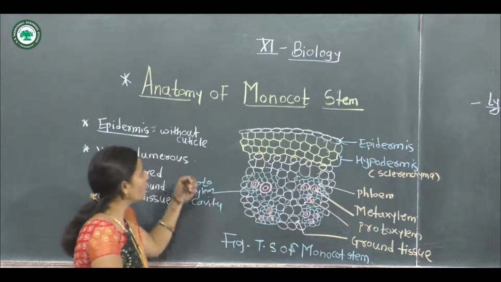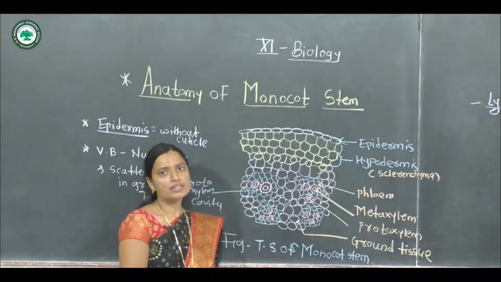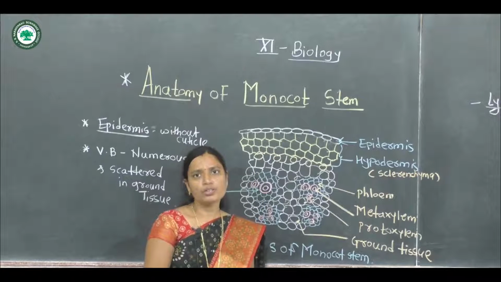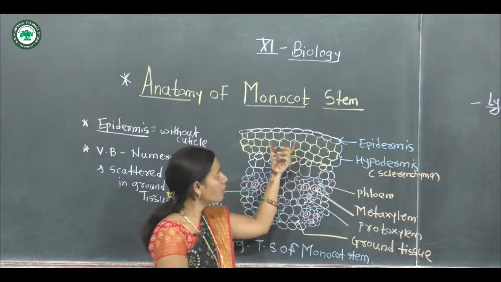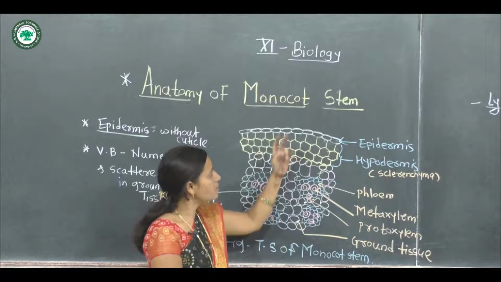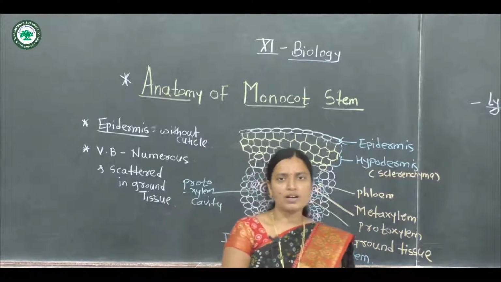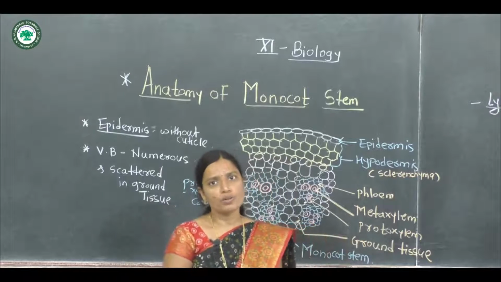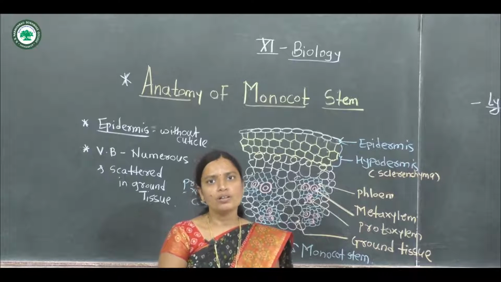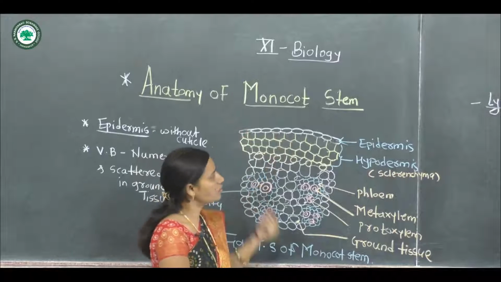The first important part is the epidermis. It is a single layer structure, and the epidermis in monocot stem has no interruption. Root hairs are absent in the stem of monocots, and trichomes, the hair-like outgrowths, are also absent in the monocot stem. Trichomes are present in the dicot stem, but in monocots they are absent in the epidermis region. It is a single layered structure.